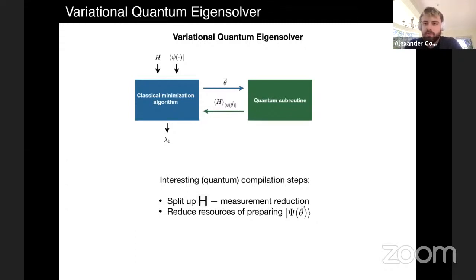But we can also try to reduce the resources of preparing the ansatz state for which we're optimizing over the parameters. What I haven't put up is that, importantly, you can do lots of cool stuff with the classical minimization algorithm, or alternatively replace it with, say, imaginary time evolution or adaptive methods. But we're going to focus on reducing the resources of preparing the ansatz state here.